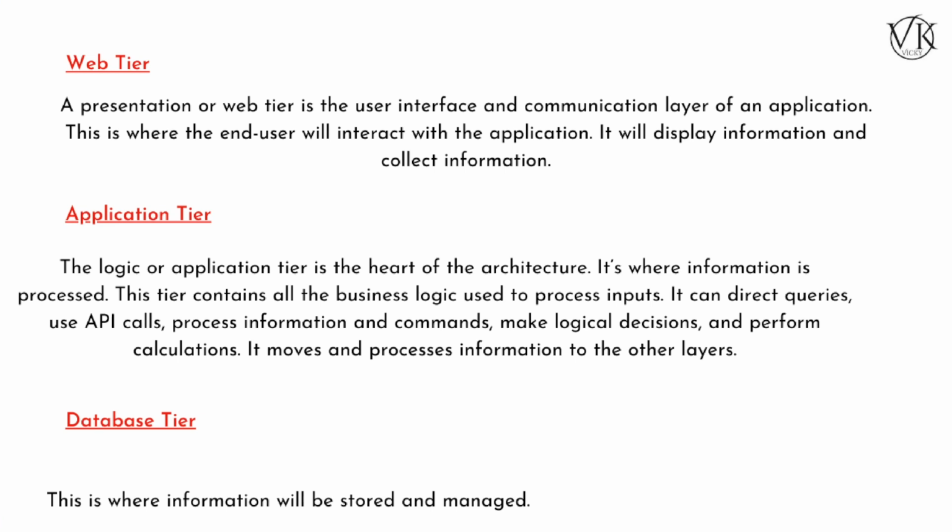So the logic of the application tier is the heart of the architecture. It is where information is processed. When I say the information is processed, it is something like whenever you are trying to order something, the things which are running in the backend all come under the application tier. And in the last we have the database tier. The database tier is nothing but where the information is stored in the database. So that is a 3-tier application. Now we are going to create this 3-tier application so that you will understand this better.